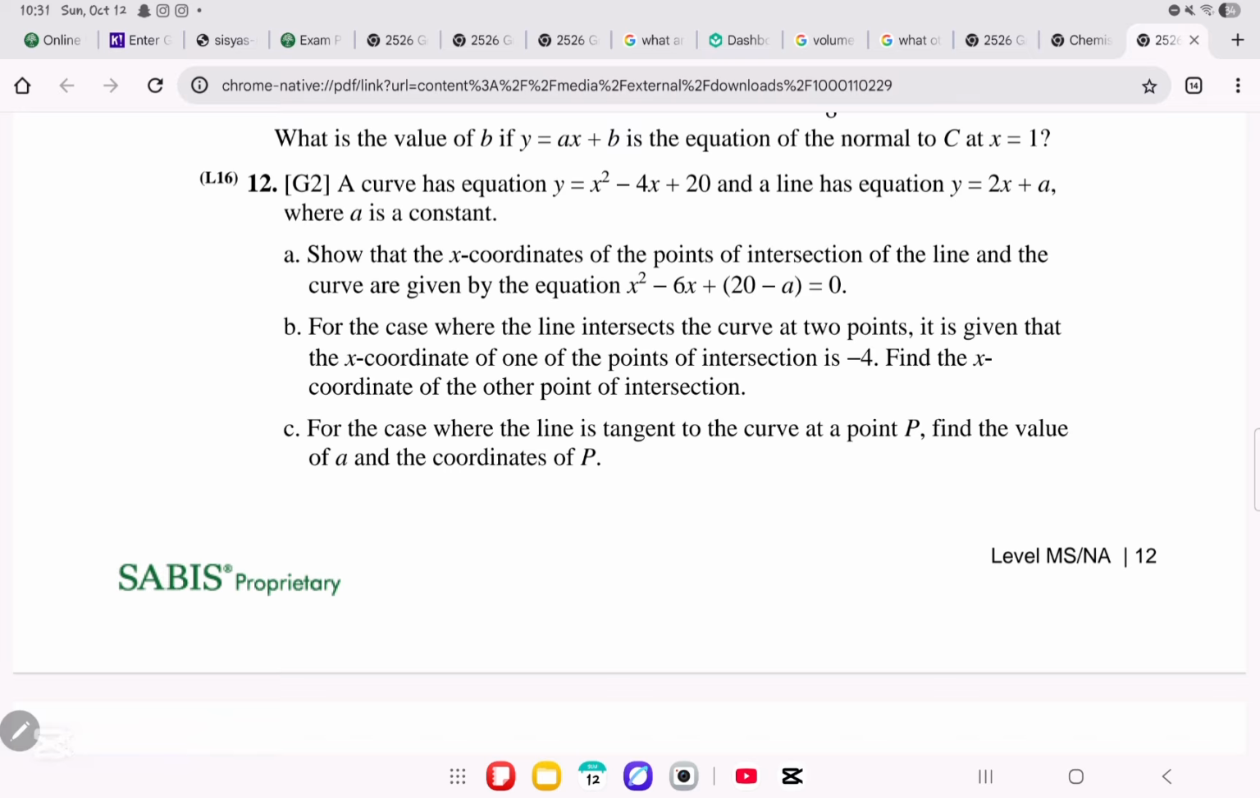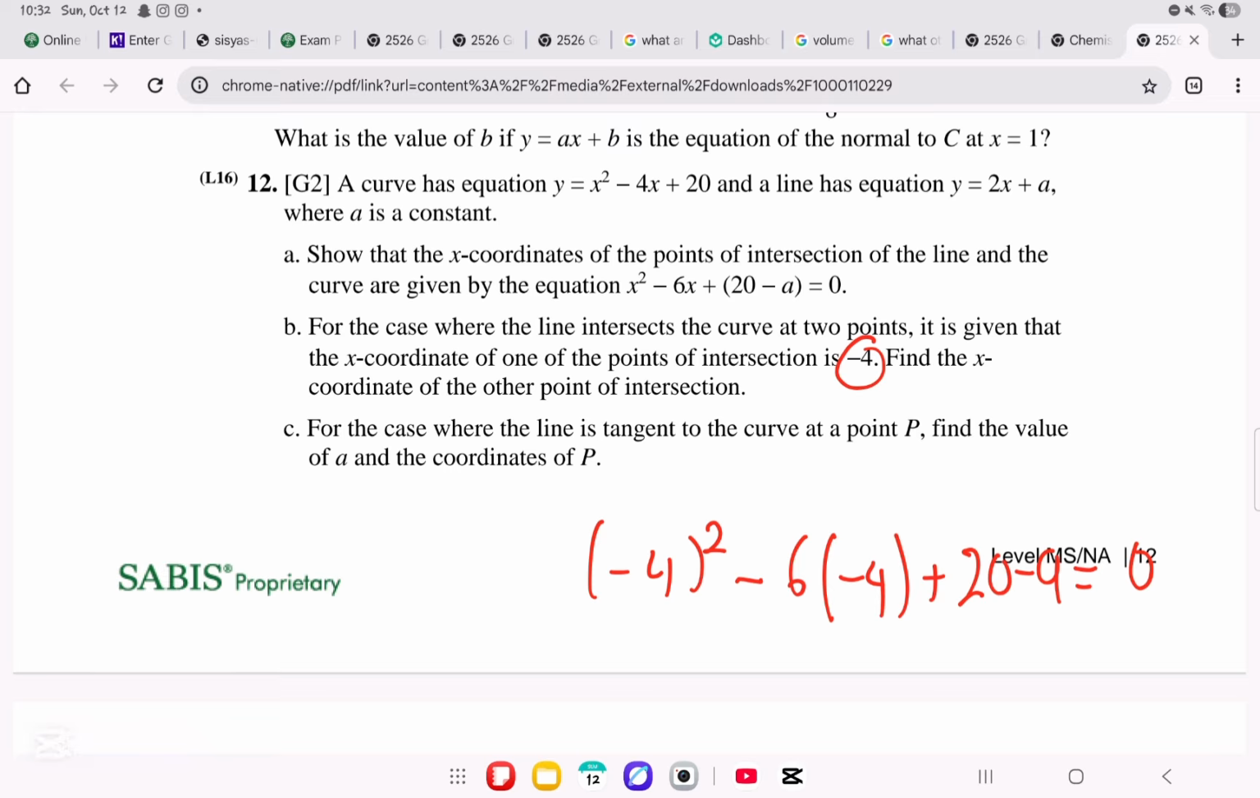For the case where the line intersects the curve at 2 points, it's given that the x-coordinate of one of the points is this. So, what was our answer in part A? It was basically this. They said that one of the points of intersection is minus 4. Using this information, we can find the value of a. That means, if it's a point of intersection, then it's also a root. That means minus 4 squared minus 6 times minus 4 plus 20 minus a is equal to 0. So, after solving, we will get that a is 60.